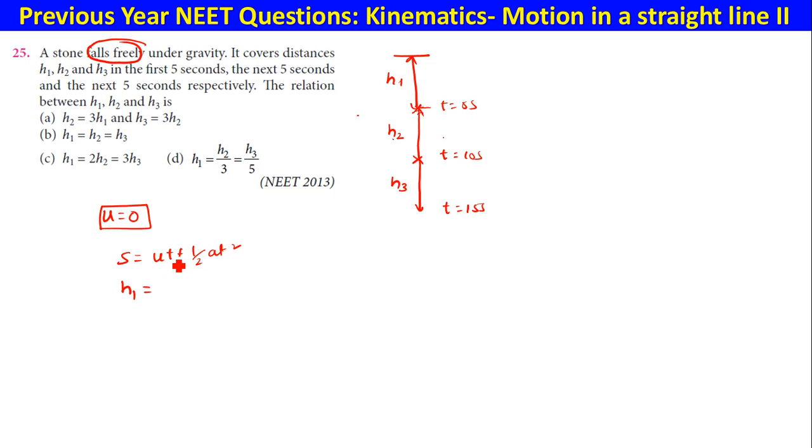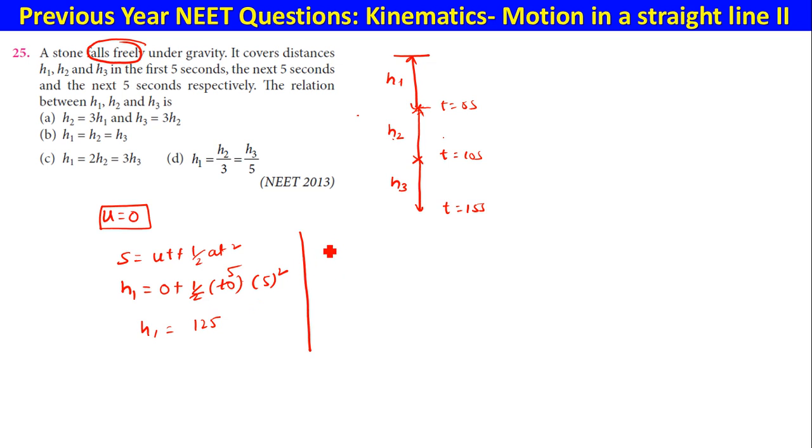h1 is equal to ut, u is 0, so that term becomes 0, plus half a t square. The a value, actually you can take -10, but it's not necessary here, since we're talking about heights only. Now t square is nothing but 5 square. So 2 ones are 2, 5s are 5, so h1 is equal to 5 into 5 into 5, or you can say 125. Since he has not given a g value, you can keep it as it is also, no problem. I have taken 10. You can take 10 in all the cases.